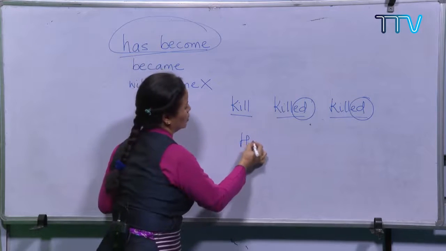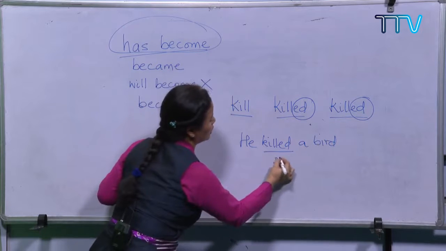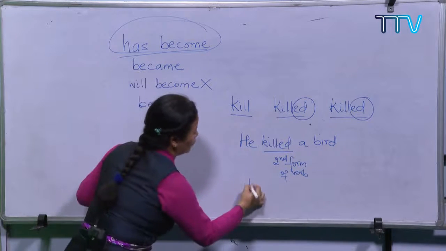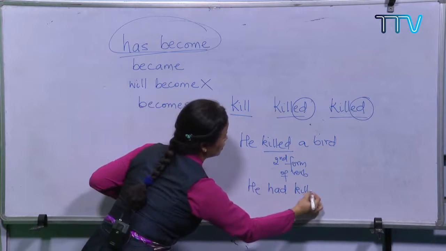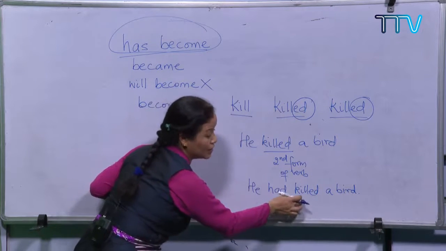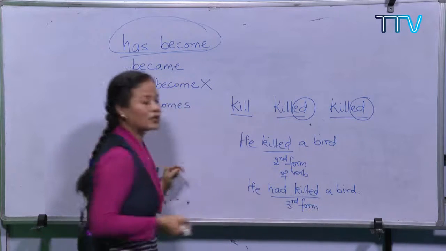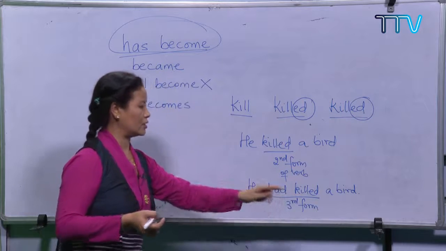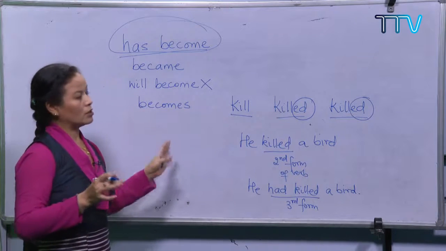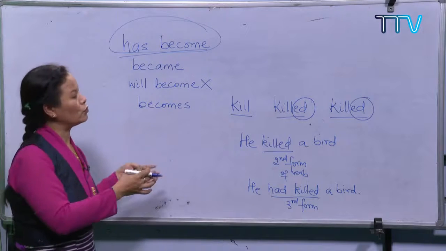So, he killed, suppose he killed a bird. Here we are using killed as the second form of the verb. That is the past. Now if I write, he had killed a bird, here I am using killed, but this is not the second form. It is the third form of the verb, the past participle, and this one is the past perfect tense. He had killed a bird. So when you use the verb, you need to be very careful about what you want to express. Based on that, you have to choose which verb form you are going to use, right?